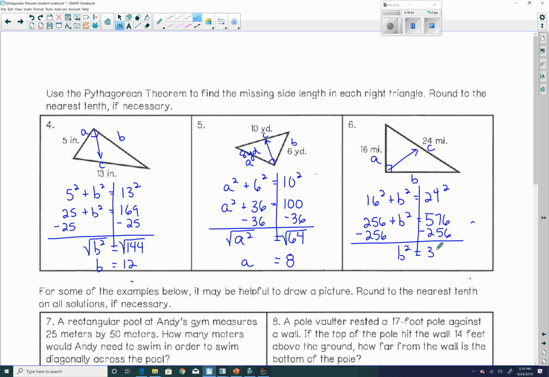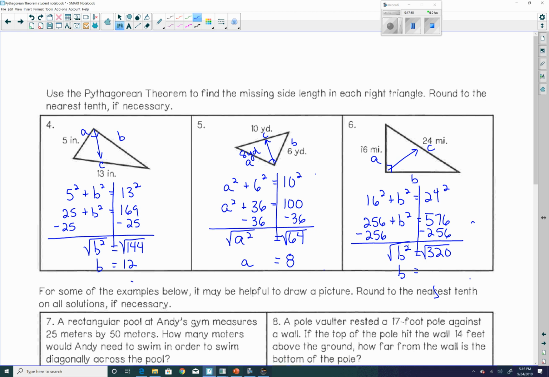Okay, 320. Now 320, again, is not going to be on our square root table because it is not a perfect square. So you're going to have to grab a calculator and use the square root button and punch in 320. And you should get 17.88854, and it goes on. So the square root of b squared is just plain old b. The square root of 320 is 17.888.